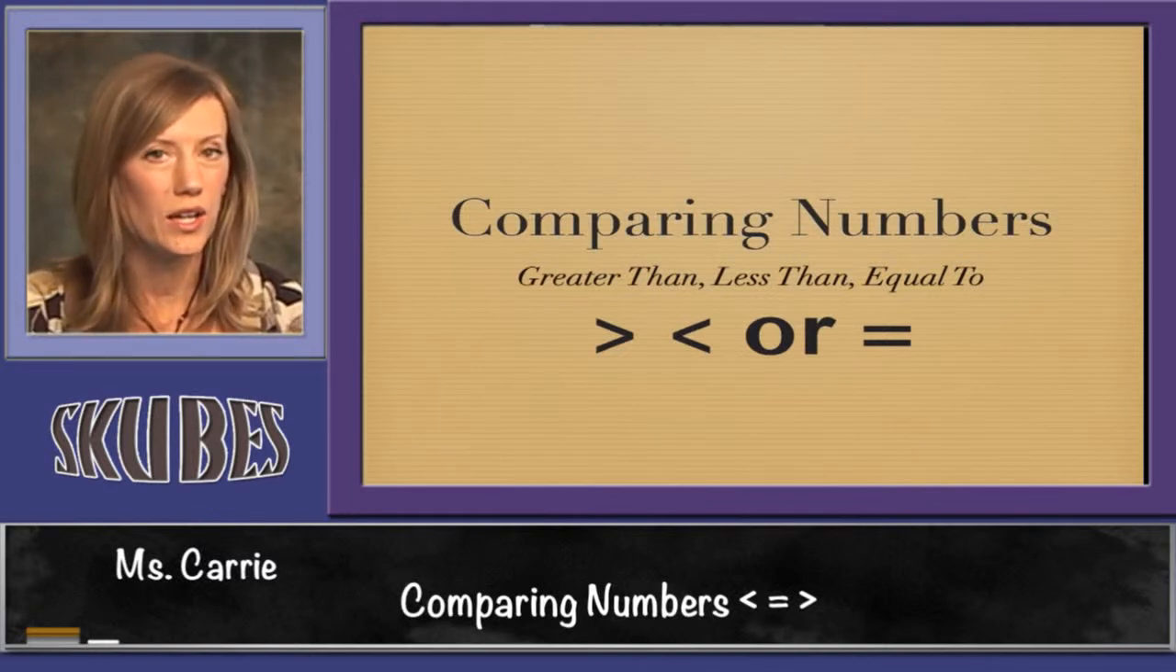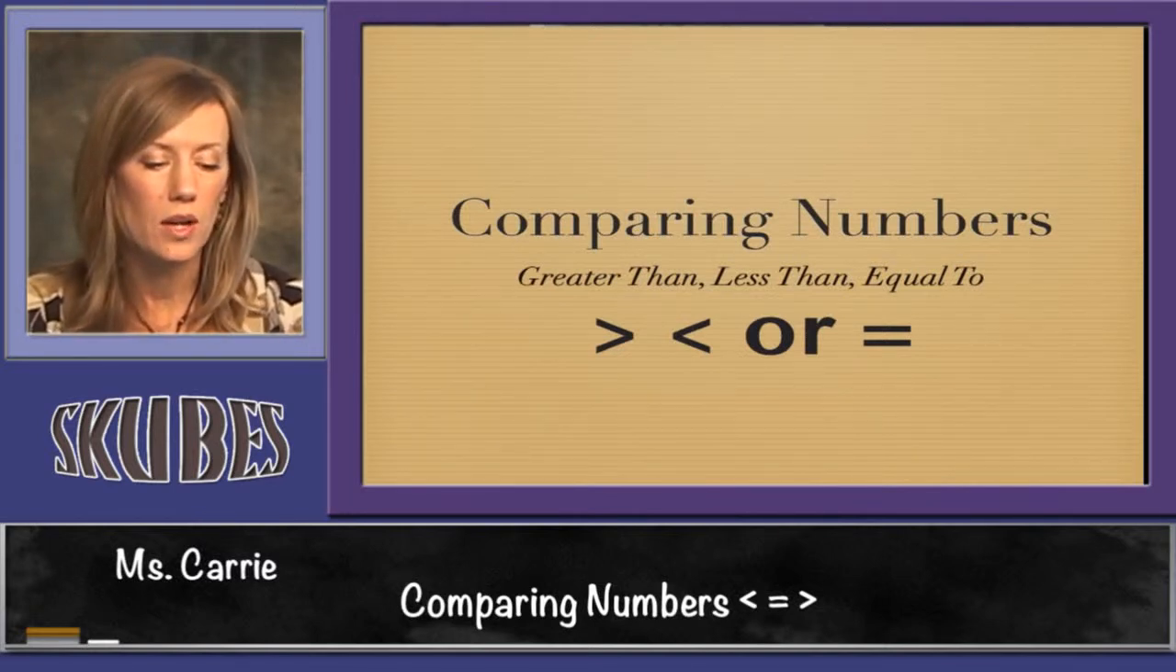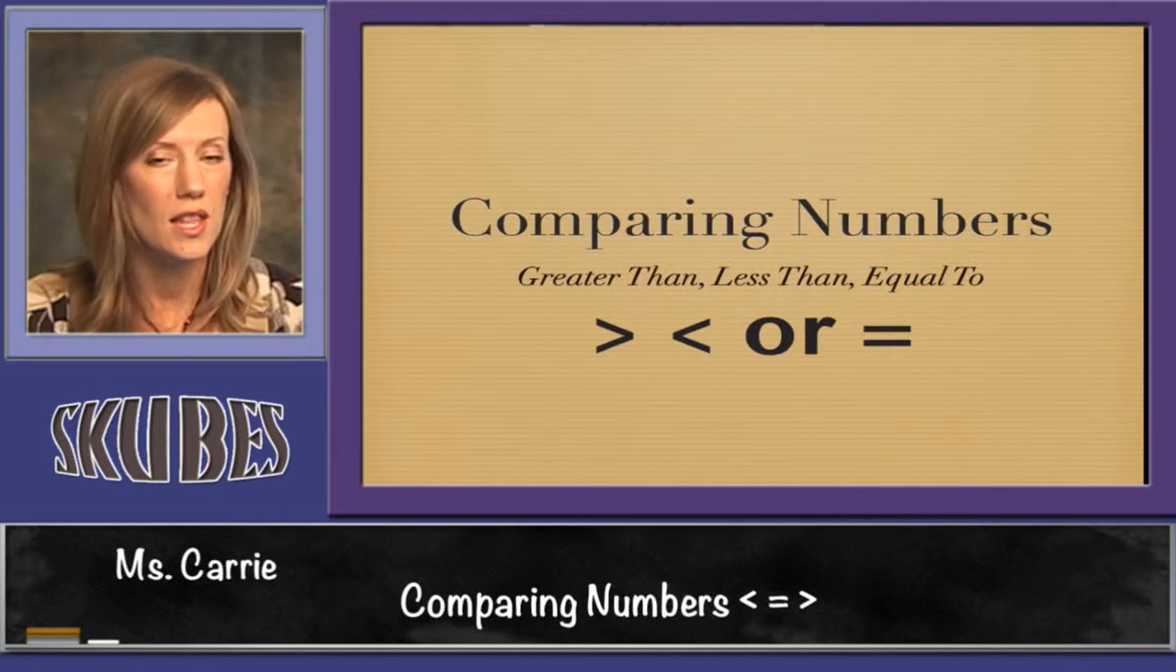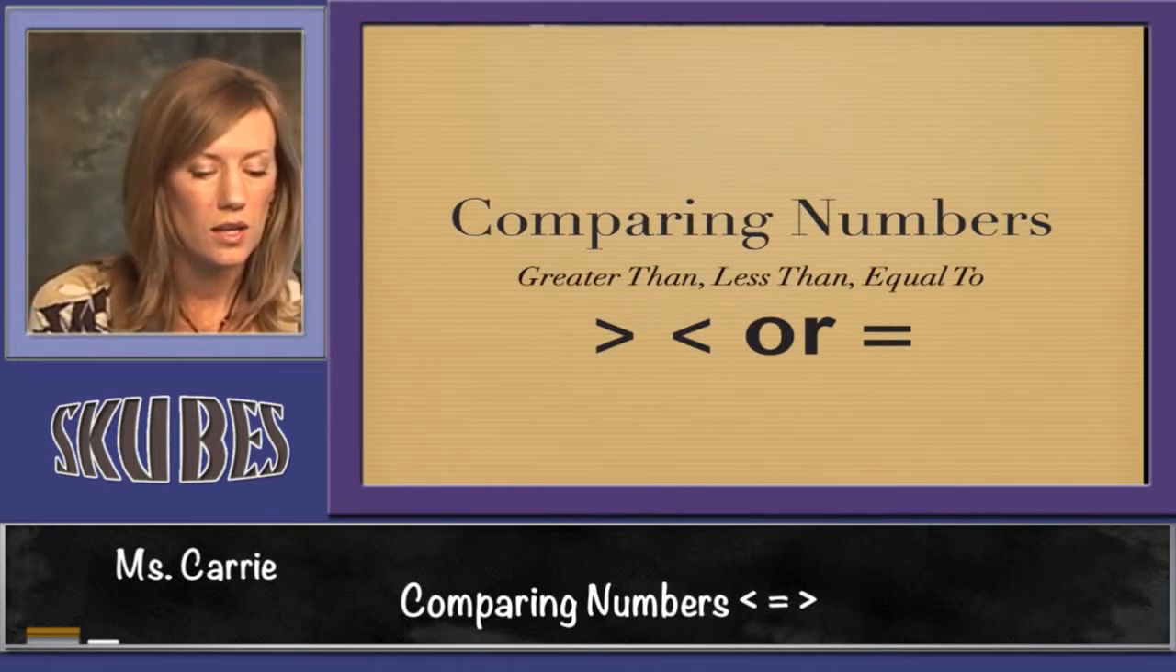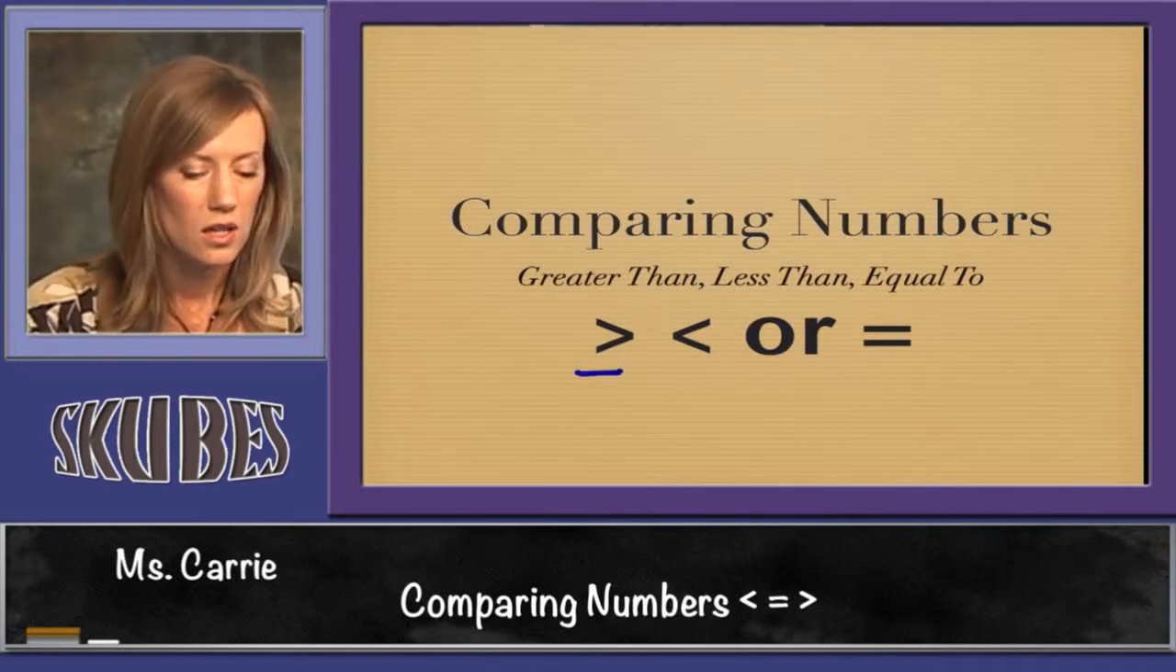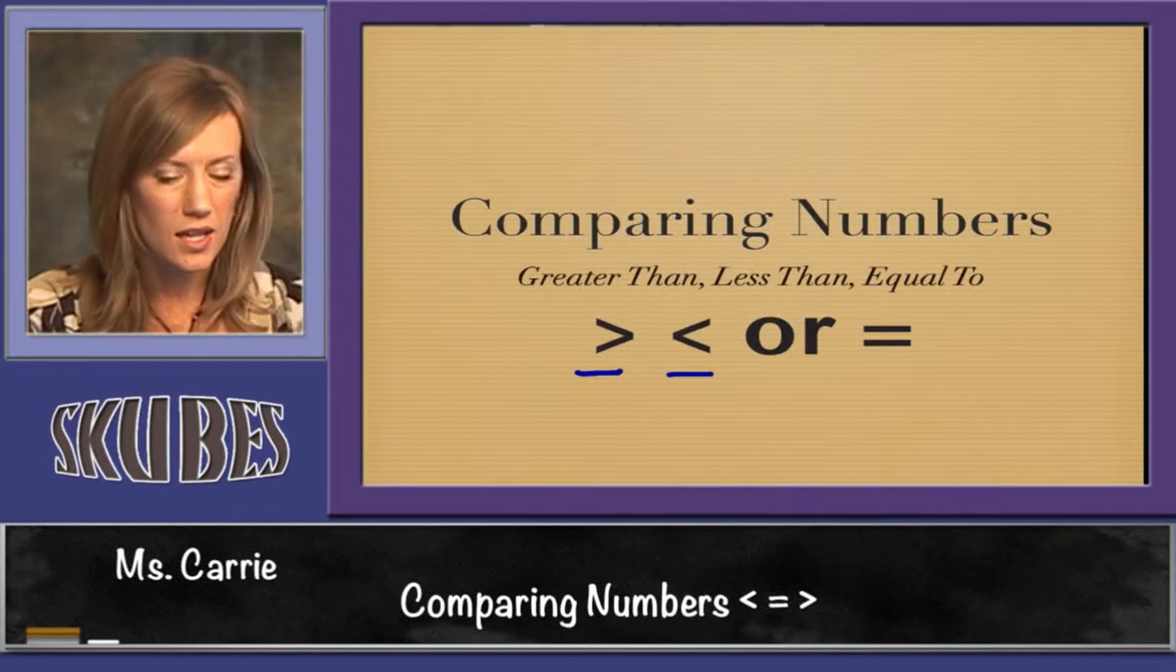This lesson is on comparing numbers. When we compare numbers, we say that they're greater than, less than, or equal to one another. And when we do that, there are some special signs that we use. This sign means greater than, this sign means less than, and this sign means equal to.